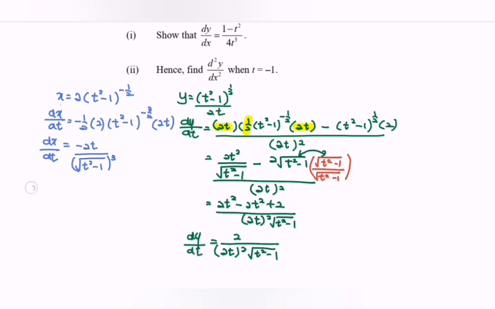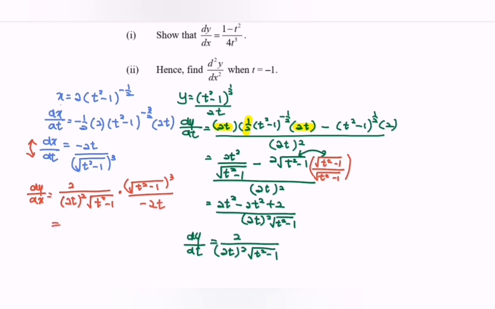So next we have dy/dx, which equals 2 over (2t) squared times the square root of t squared minus 1, multiplied with dt/dx, where we have (the square root of t squared minus 1) to the power of 3 over negative 2t.